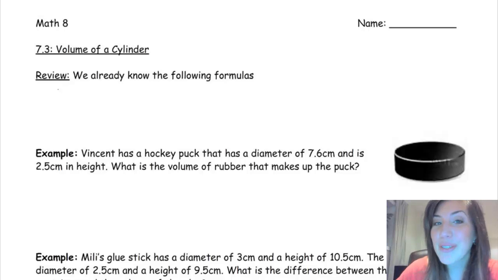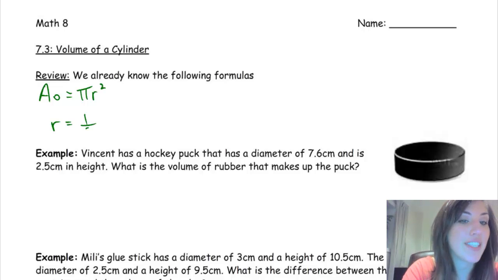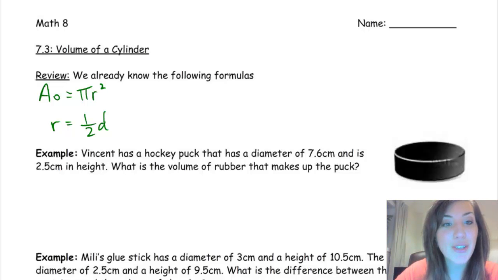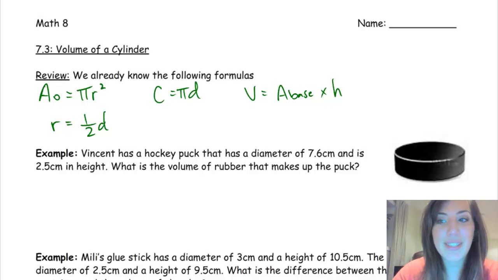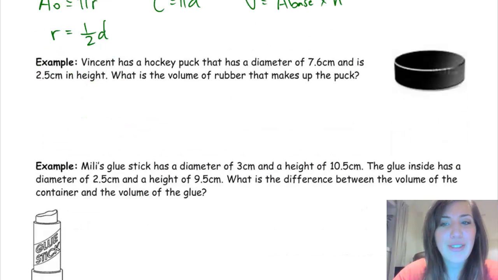We already know some formulas that we're going to be using today when we talk about the volume of the cylinder. The first one is the area of a circle equals pi r squared, and if you don't know r, well then r can also equal half of the diameter. So if a question tells you the diameter, you can divide that diameter by 2 to get the radius. We also know that circumference equals pi times d, and we know that volume equals the area of the base times height. So we know a lot of things that we can use today just to sort of figure out how to find our volume.